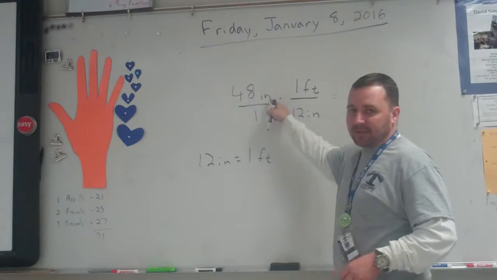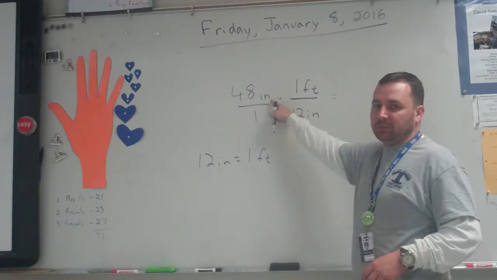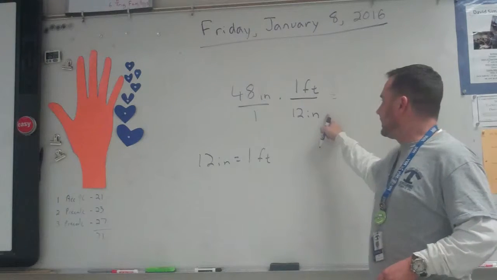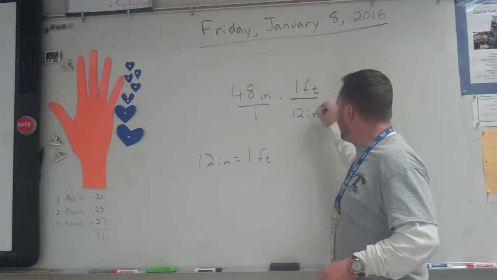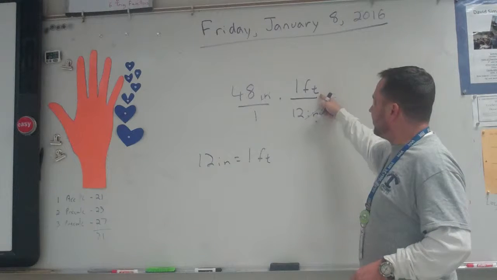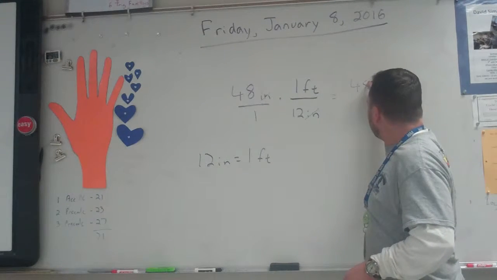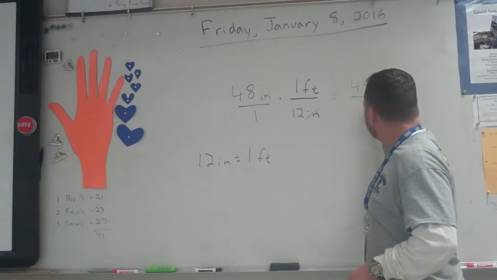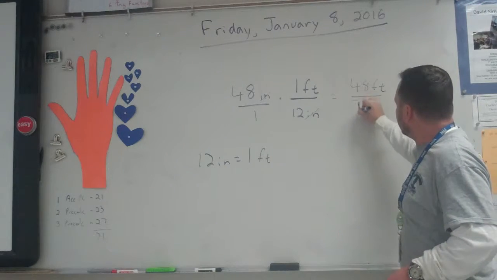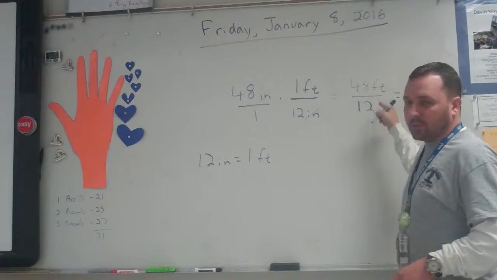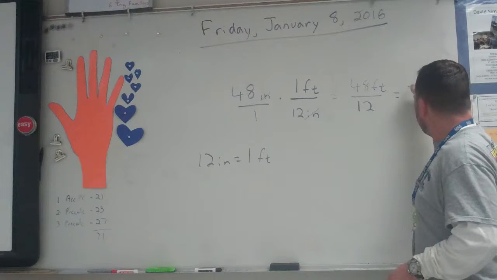And look at what happens. I've got an inch unit in the numerator, an inch unit in the denominator, and they cancel out. And I'm left with feet. I've got 48 feet over 12, and 48 divided by 12 is 4.